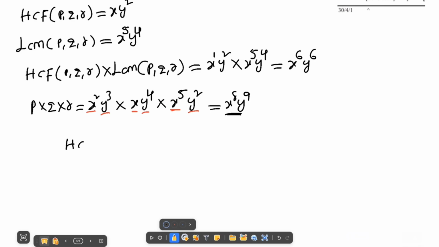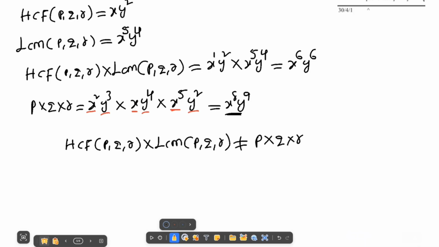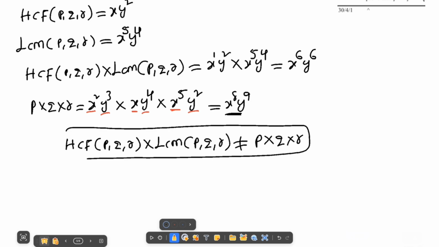So the product of HCF of PQR into LCM of PQR is not equal to the product of the numbers, is not equal to P into Q into R. So this is the answer for this question.